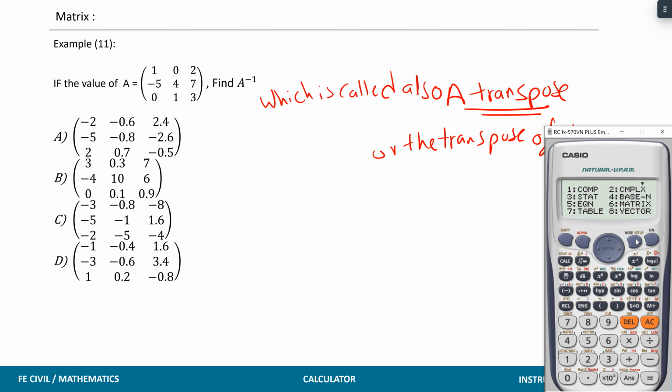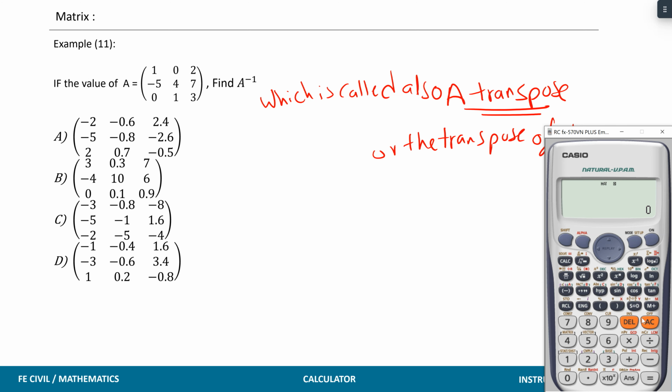Going to mod, and the same way, we choose matrix number 6, matrix A. The number of rows is 3 and the number of columns is 3, so we choose 3 by 3, and we start to fill it in the same way: 1, 0, 2, -5, 4, and 7, 0, 1, and 3.